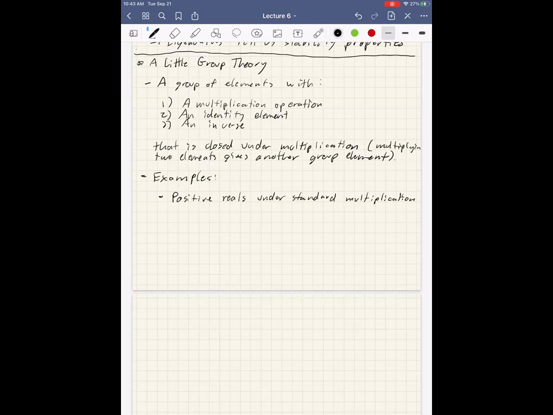Yeah, we're gonna get to that one. That's why we're doing this. So another simple one is the integers. What's the multiplication operation there? Sorry? Addition. Scalar addition. Yeah, addition is the multiplication operation there.